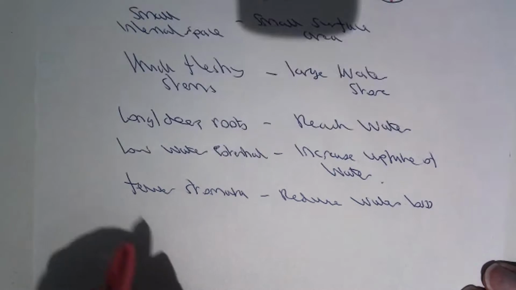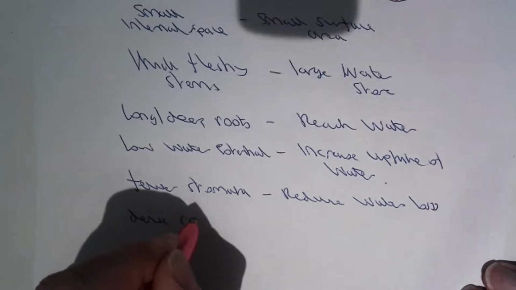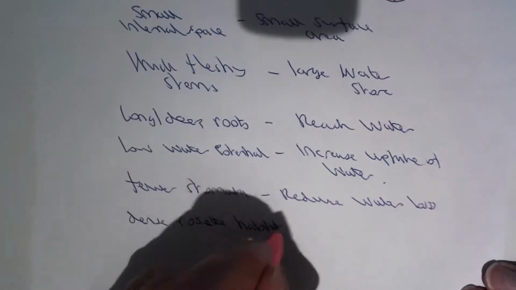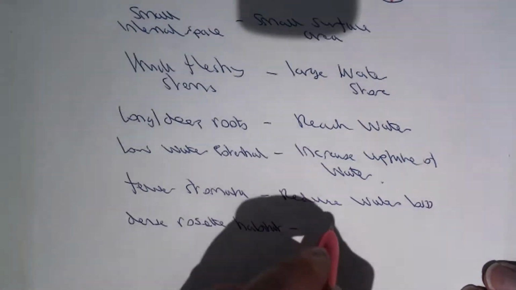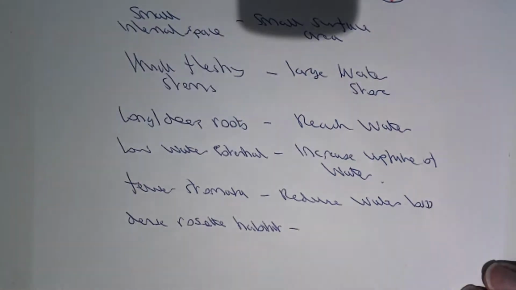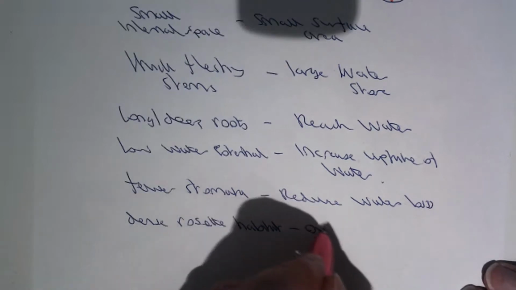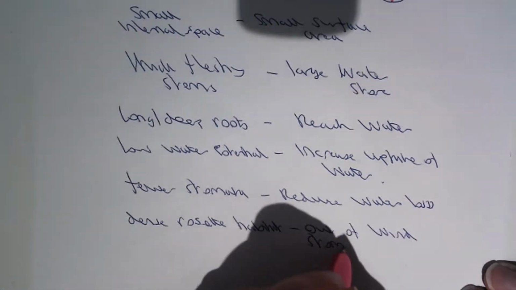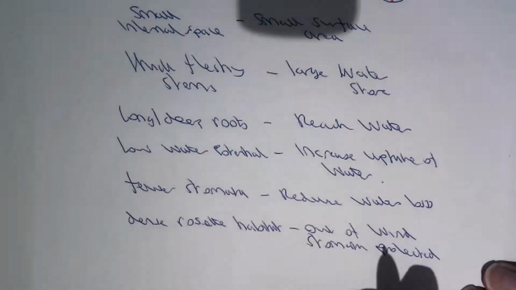When you look at cacti, they're like in a dense rosette habit. So that provides shelter out of the wind. And we know if you've got wind blowing away the water vapor, that's going to increase water loss. So a dense rosette habit keeps them out of the wind, so the stomata are protected. Again, reducing water loss.